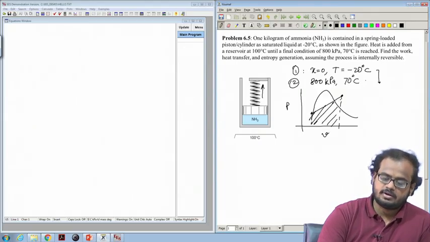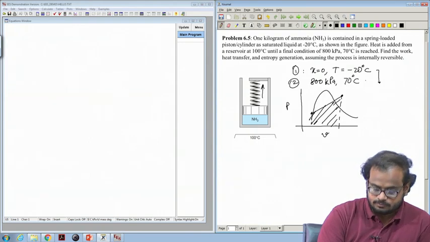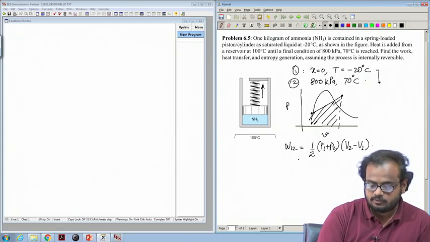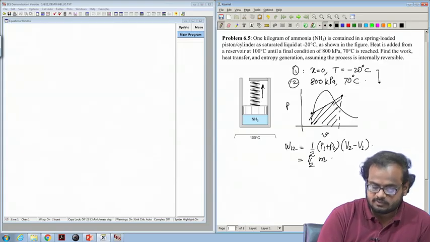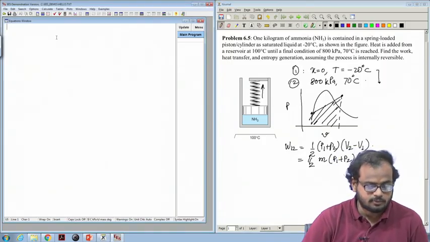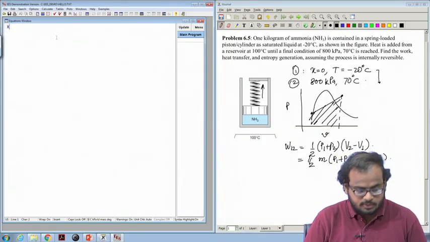It is simply the area under the trapezium. So, work done during 1 to 2 is half P1 plus P2 times the total volume minus the initial volume, which is also half mass times P1 plus P2 times the specific volume difference. Alright, so let us first quickly get that out of the way.